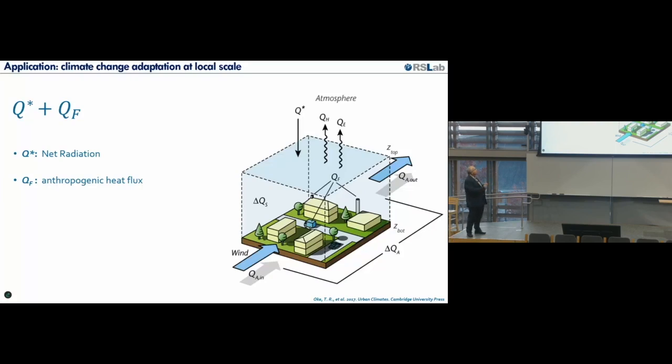And for cities like Heraklion, this is small. But for cities like Tokyo and New York, it can be on the order of magnitude of 800 watts per square meter. That is comparable to Q star. So this is the energy coming into the system, and then it's stored in the system.